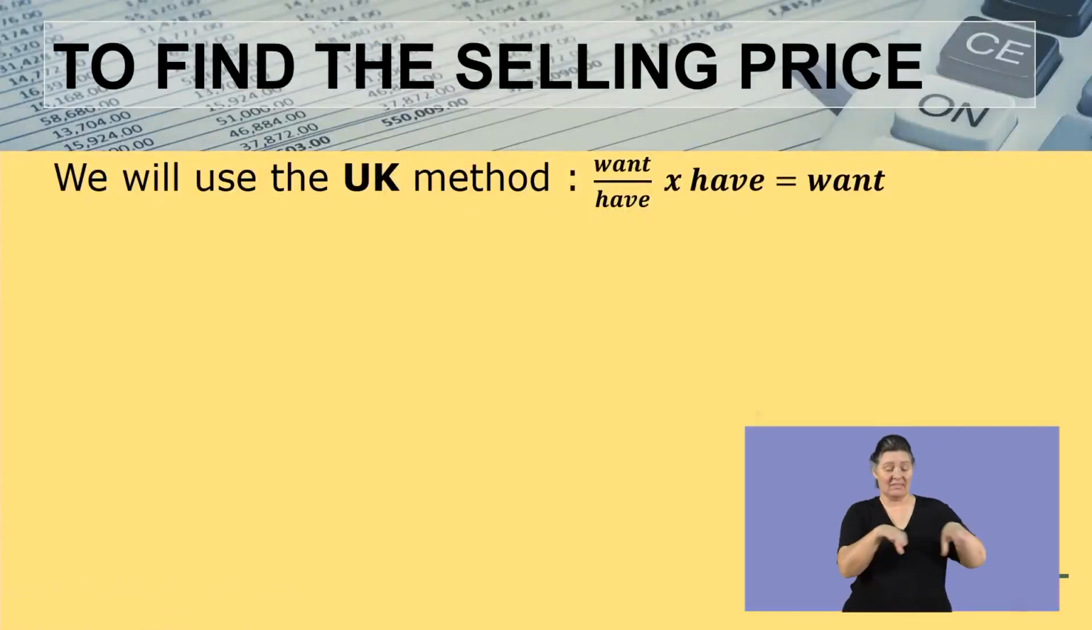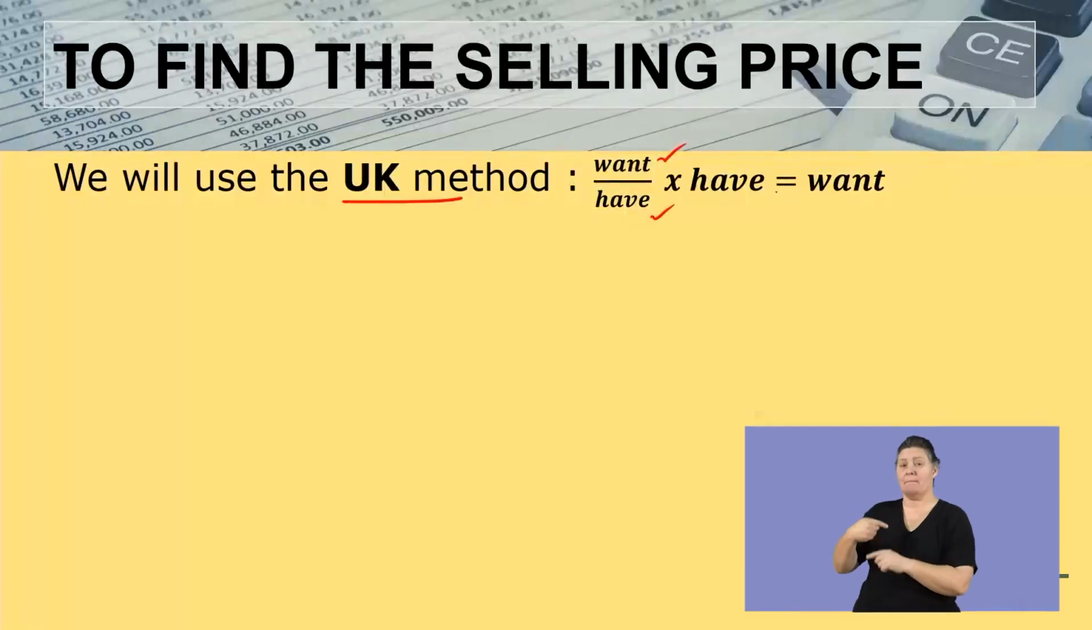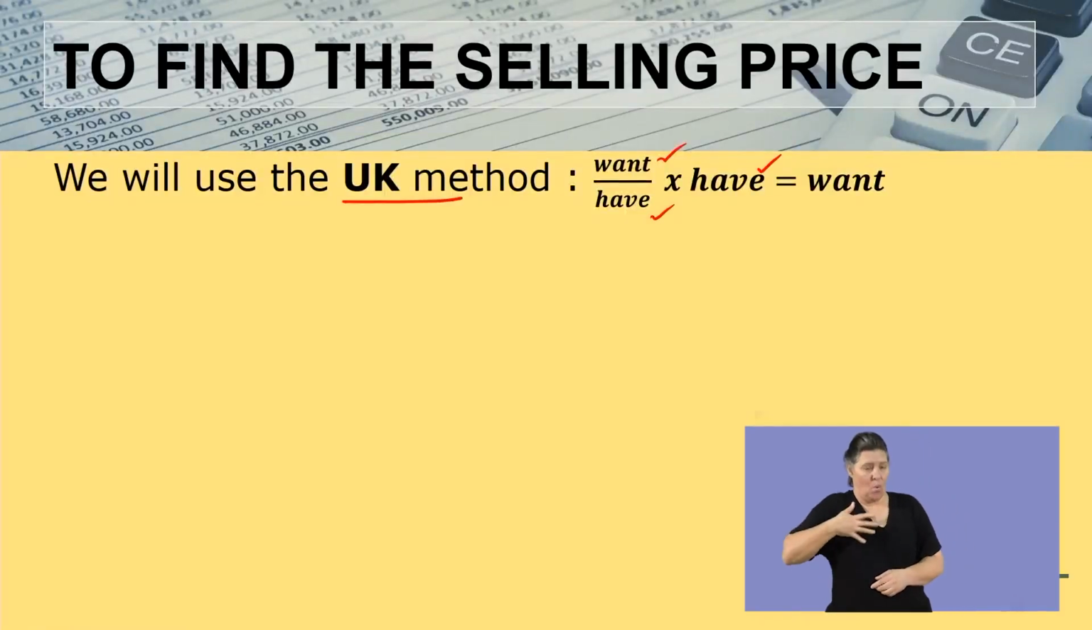All right. So I want us now to do some quick calculations. In this particular activity, we will use the UK method. Do you remember? What you want over what you have, multiplied by what you have, will give you what you want.